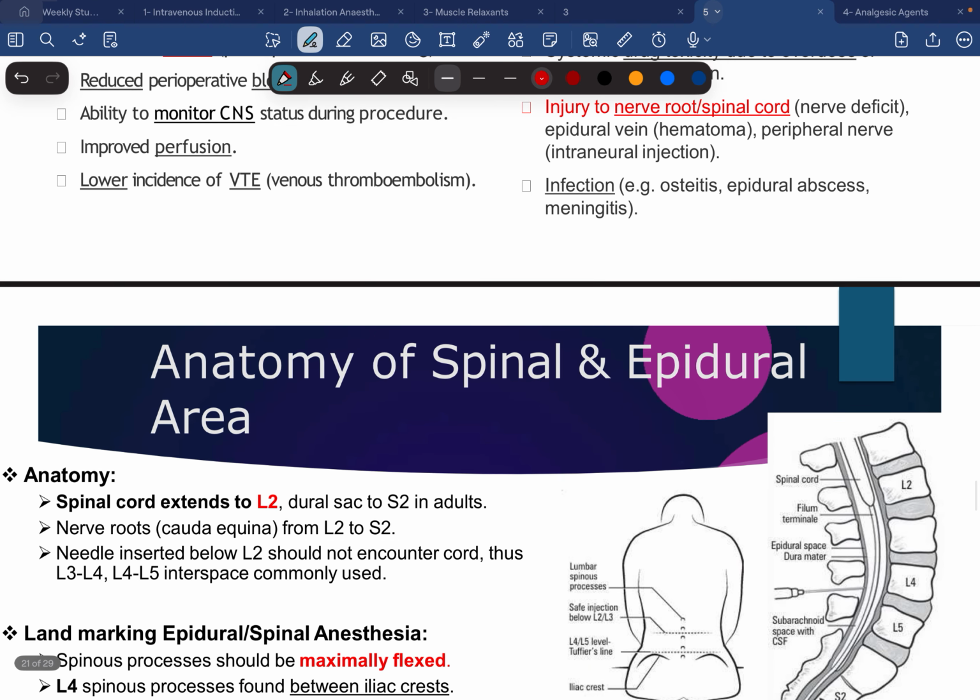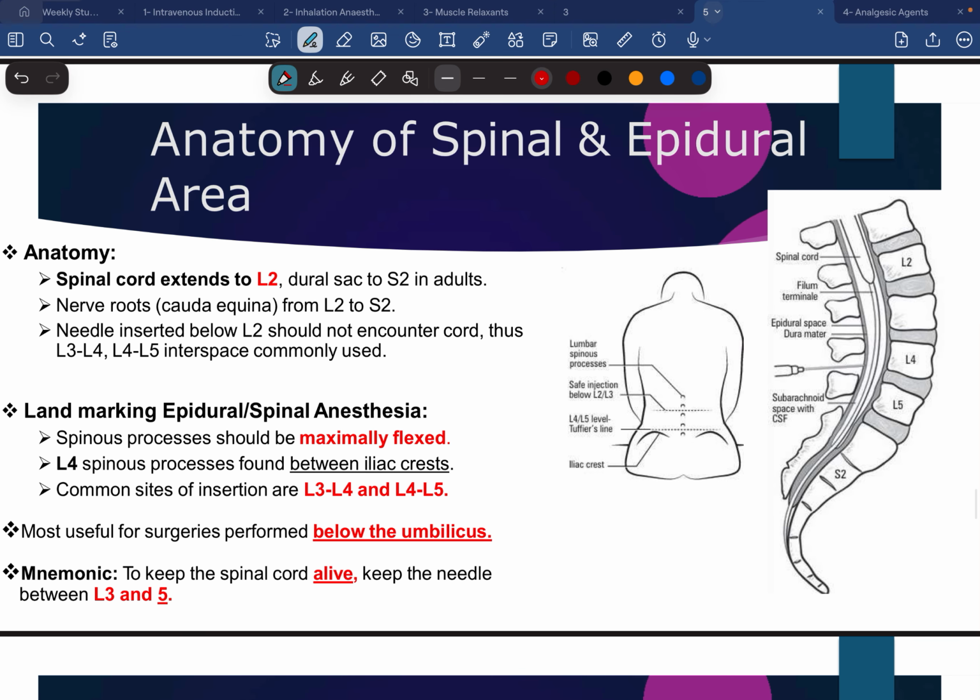Okay. Injury to nerve roots and spinal cord. We're going blindly with a needle around the spinal cord. Now, the level at which we go in will determine if you're safe or not, because you're going directly into the CSF. If you go higher, then you'll go into the spinal cord, and this will cause injury.